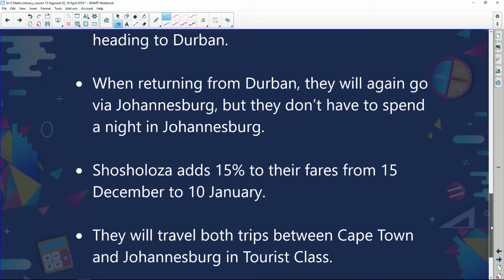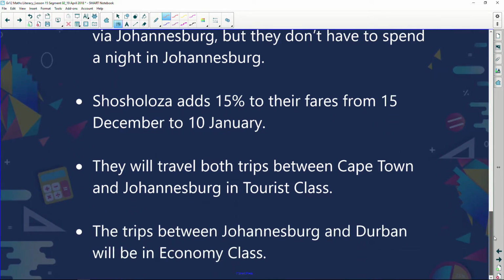Shosholoza adds 15% to their fares from the 15th of December to the 10th of January because this is peak time, there's a demand for it, and so we can increase those fees. Then they will travel both trips between Cape Town and Johannesburg in tourist class, and the trips between Johannesburg and Durban will be in economy class. Right. Yo! That's a lot of information to cram into this head.